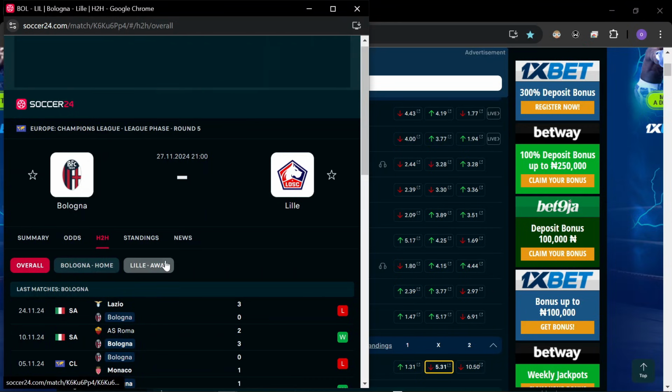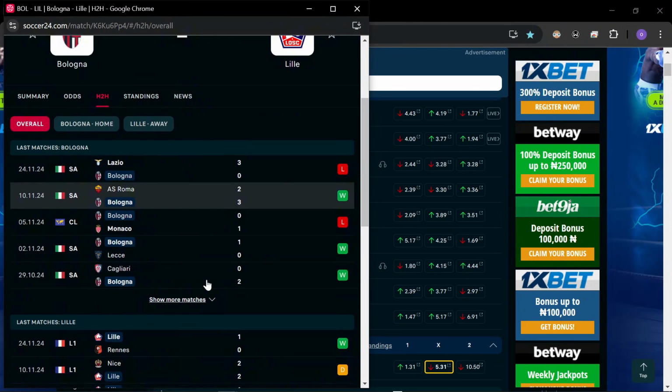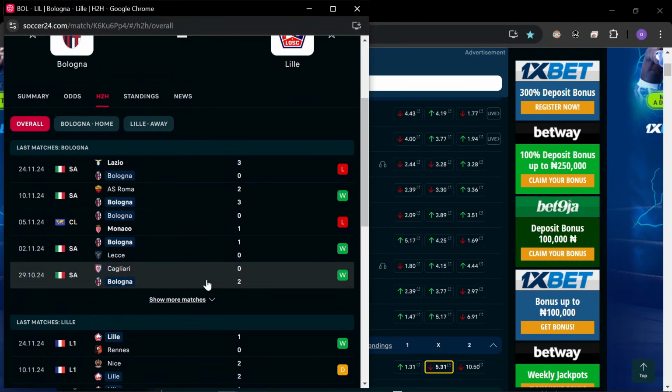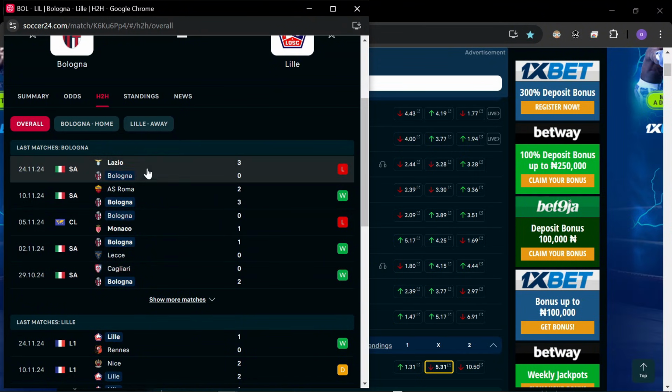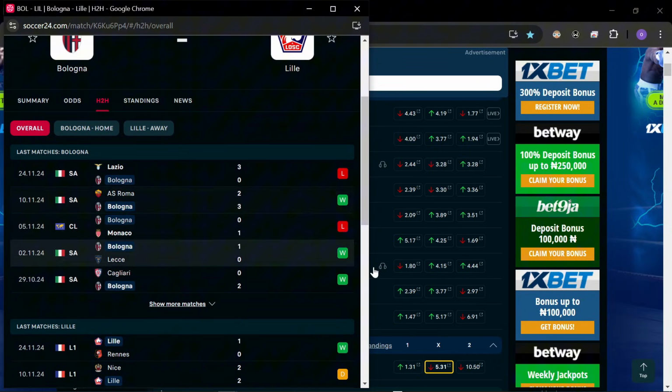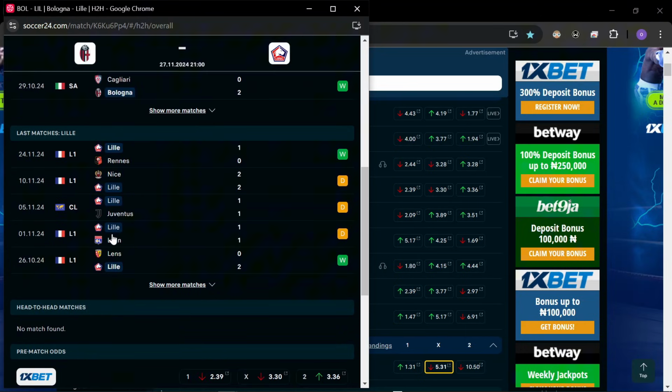But since this is the Champions League and we know that there's no home and away form that would actually be up to date, we'll use the overall to see what this team has been playing in their league after the last previous match they played in the Champions League down to this moment. So we can see that including their league down to the Champions League in the Coppa Italia, Lazio and Bologna has played 3 wins and 2 losses. While for the French league, Ligue 1, Lille has had 3 draws and 2 wins.